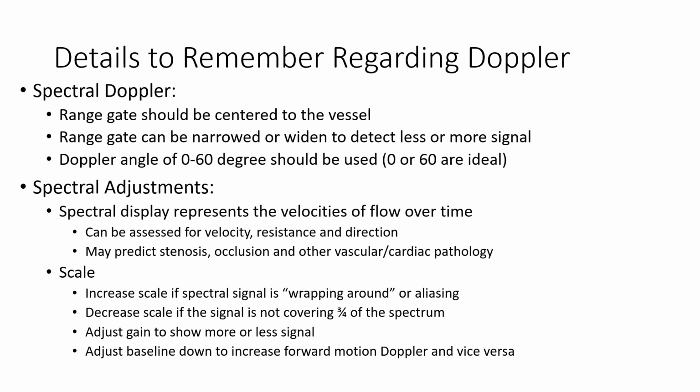Now, once you have your angle set, you hit update, you start to get a spectral display on your screen. And so your spectral display is going to represent velocities of flow over time. So with these velocities, we can actually take measurements and look at maximum or systolic peak, diastolic peak. You can also look at flow patterns that would indicate levels of resistance.